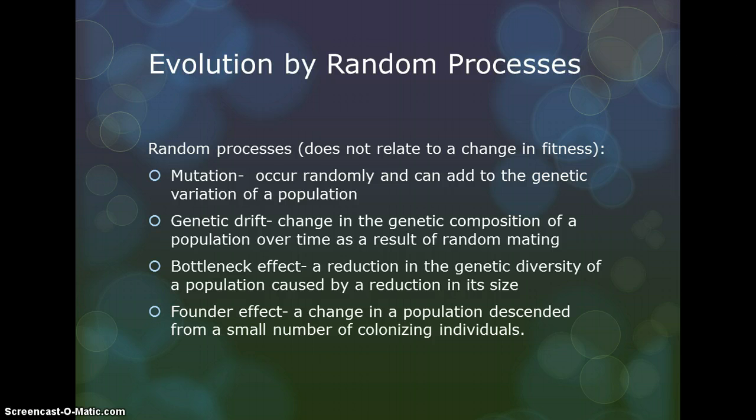The random processes do not relate to a change in fitness. So again, mutations occur randomly and can add to the genetic variation of a population. So the larger the population is, the more chance there is to have mutations, which can be beneficial to the species. Genetic drift is the change in genetic composition of a population over time as a result of random mating. And this is especially important in smaller populations.